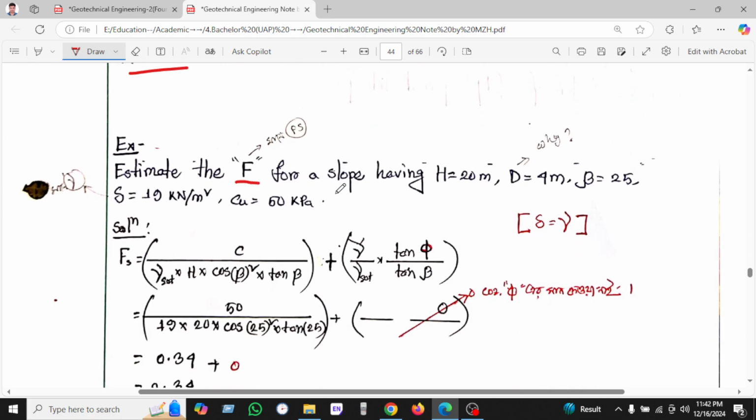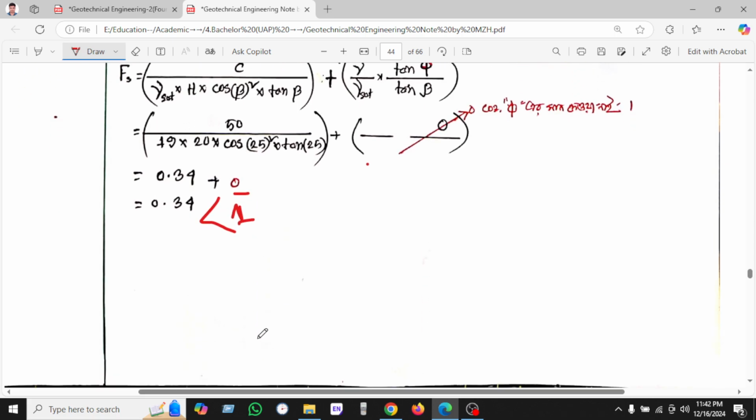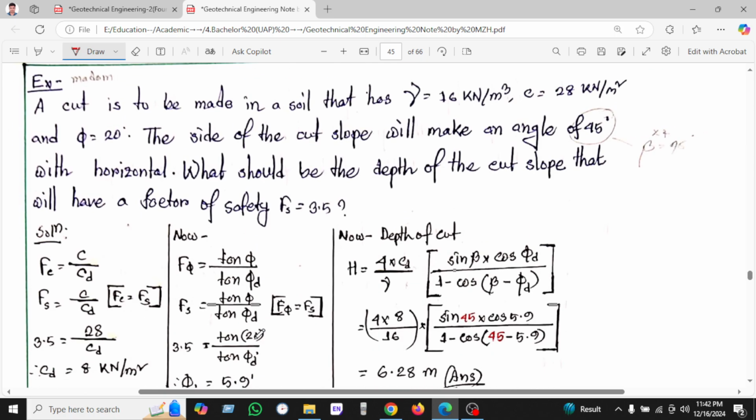Estimate the factor of safety for a slope having height h of 20 m and beta of 25, with gamma 19 kilonewton per cubic meter, and cu is 15 given here. For the factor of safety we put in all these values, and as the value of phi is not given, this portion will be zero. So the factor of safety is less than 1, we can say this is unstable, so this is not appropriate.